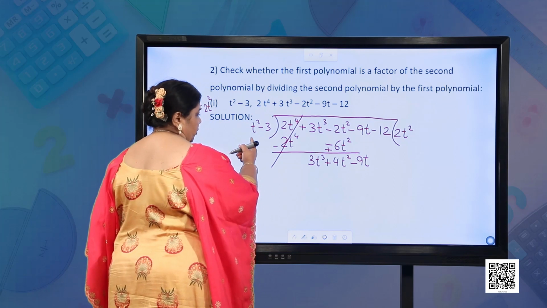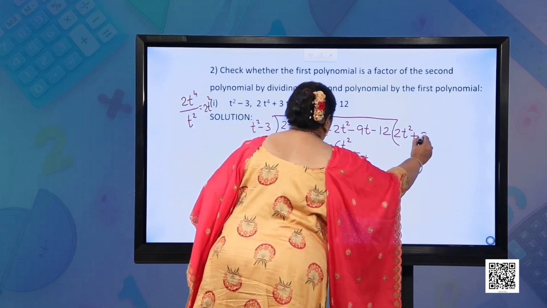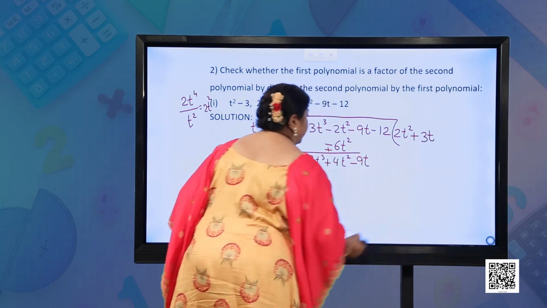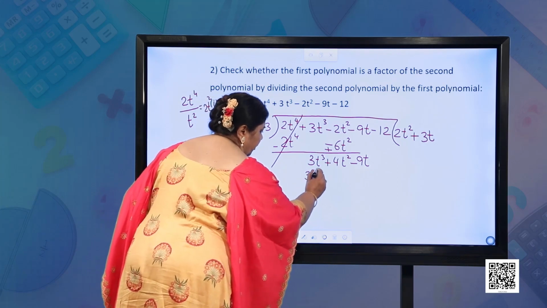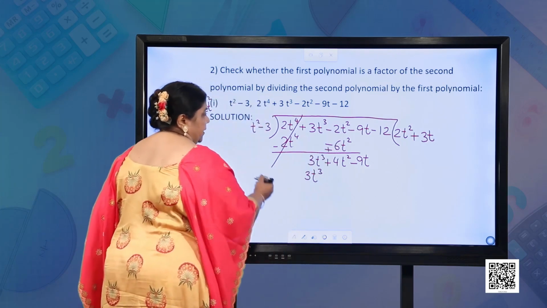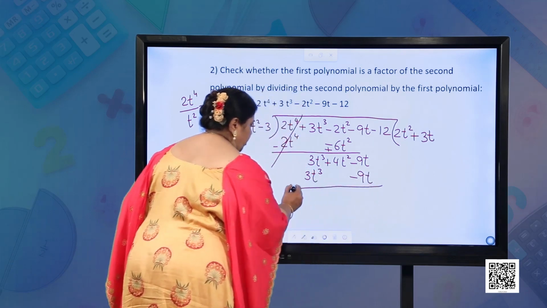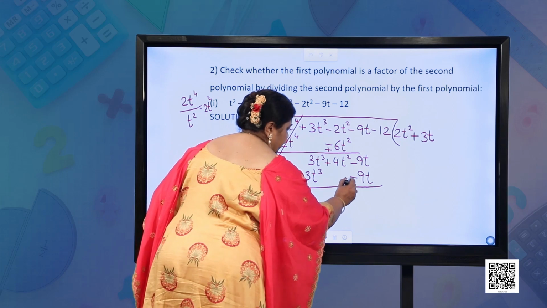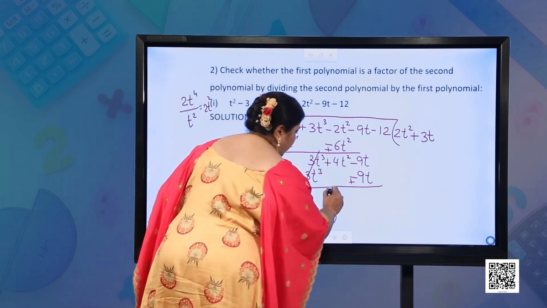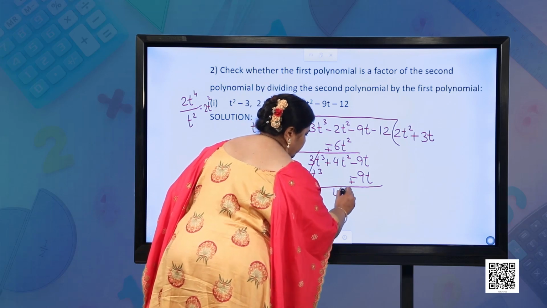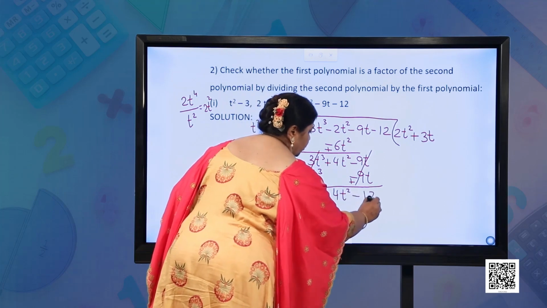Now, I have t square, but I require 3t cube. So, I need to multiply it with plus 3t. So, 3t into t square will be 3t cube minus 9t. I hope you are following the process. Now, if I change the signs, what do you observe? 3t cube minus 3t cube gets cancelled. I am left with 4t square. This gets cancelled. I am left with minus 12.